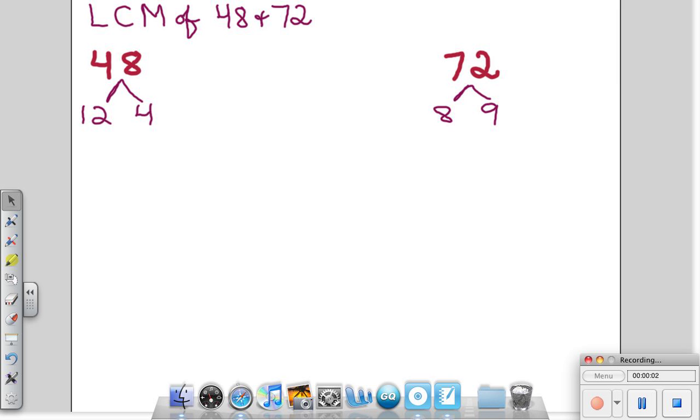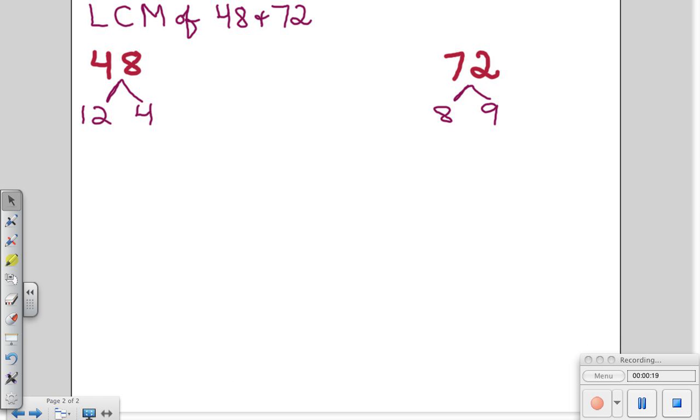Okay, I thought I'd do one more example of finding the least common multiple using prime factorization. And I have two numbers here, 48 and 72. So I'm going to begin this process by prime factorizing them. You can start either way, but I just started 48 with 12 times 4, and I'll go ahead and continue to break that apart. Okay, and go ahead and do the 8 and 9 here.